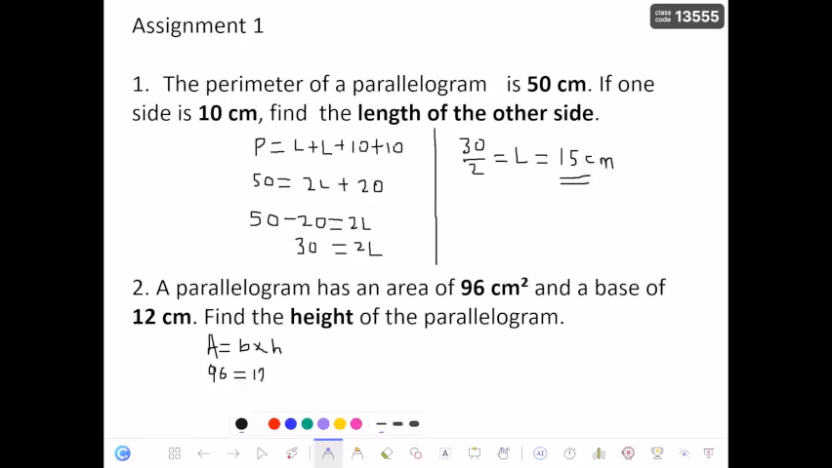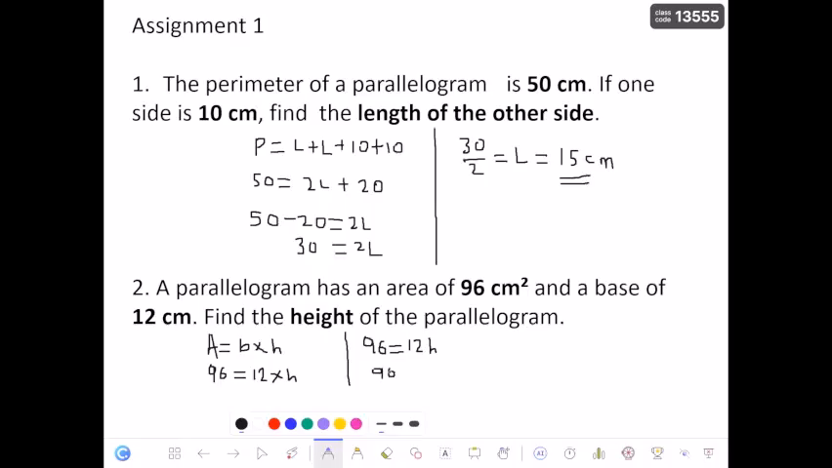So just say 96 equals 12 times, and now it says find the height of the parallelogram. That is the H. You don't know the H. So if I end it on this corner, 12 times H will give us 12H. You know your basic algebra now. This will be 12H. So the next thing is to divide both sides by 12.